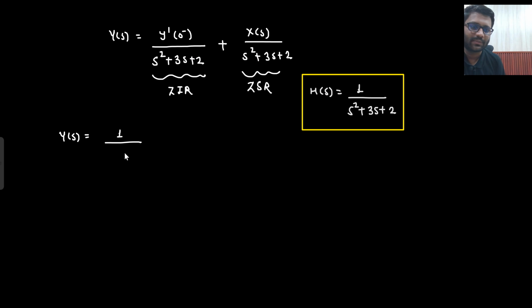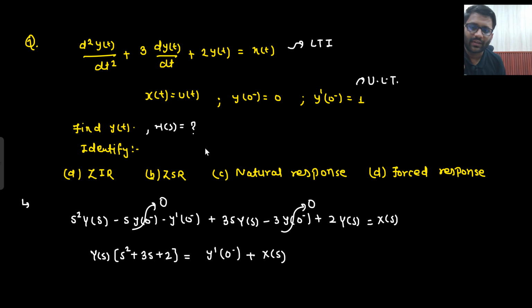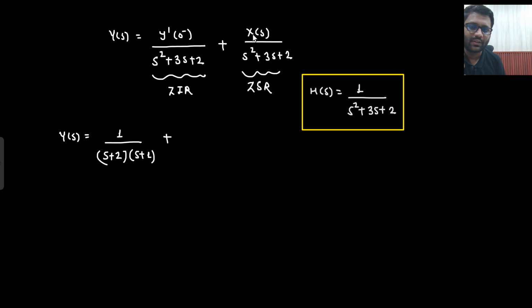How can it be opened? (s + 2)(s + 1), right? Plus, what is your x(t)? x(t) is u(t). So X(s) will be 1 by s. 1 by s into (s + 2)(s + 1). There you go, right? So now I need to open it up.